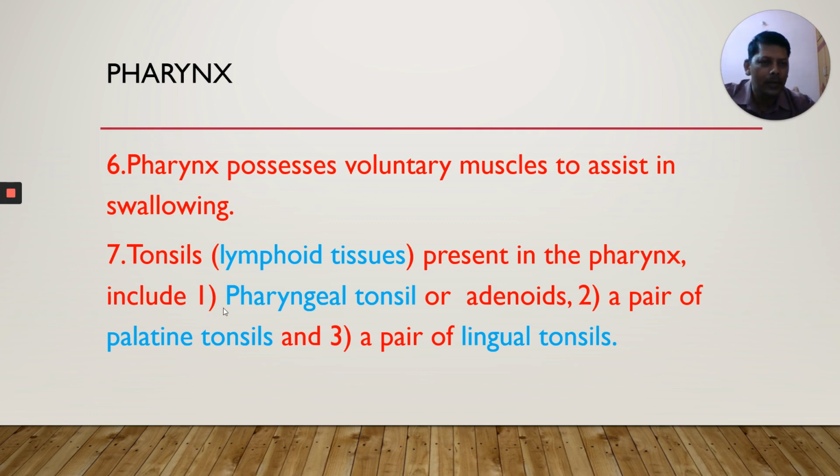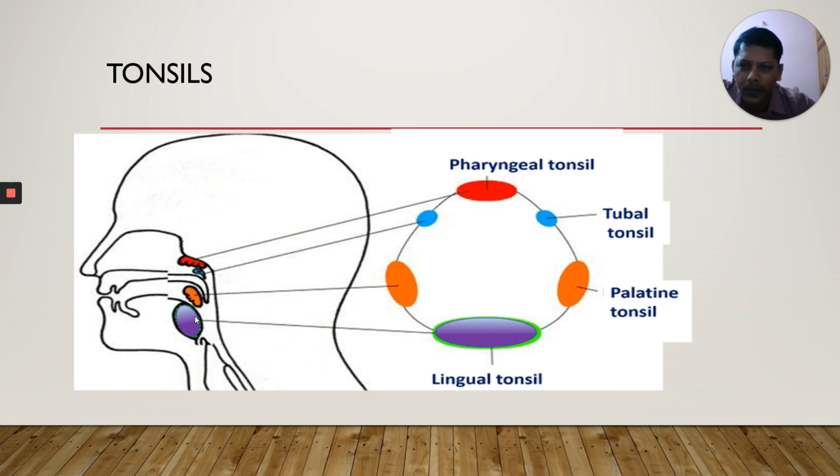What are the three types of tonsils? Actually, we have four types, but in our textbook three types are given. Pharyngeal tonsil, also called adenoid tonsil, one in number. A pair of palatine tonsils, that means two in number, and a pair of lingual tonsils. Observe here, this is the lingual tonsil. Here there are palatine tonsils, and here there is a tubal tonsil, which is not given in the textbook.